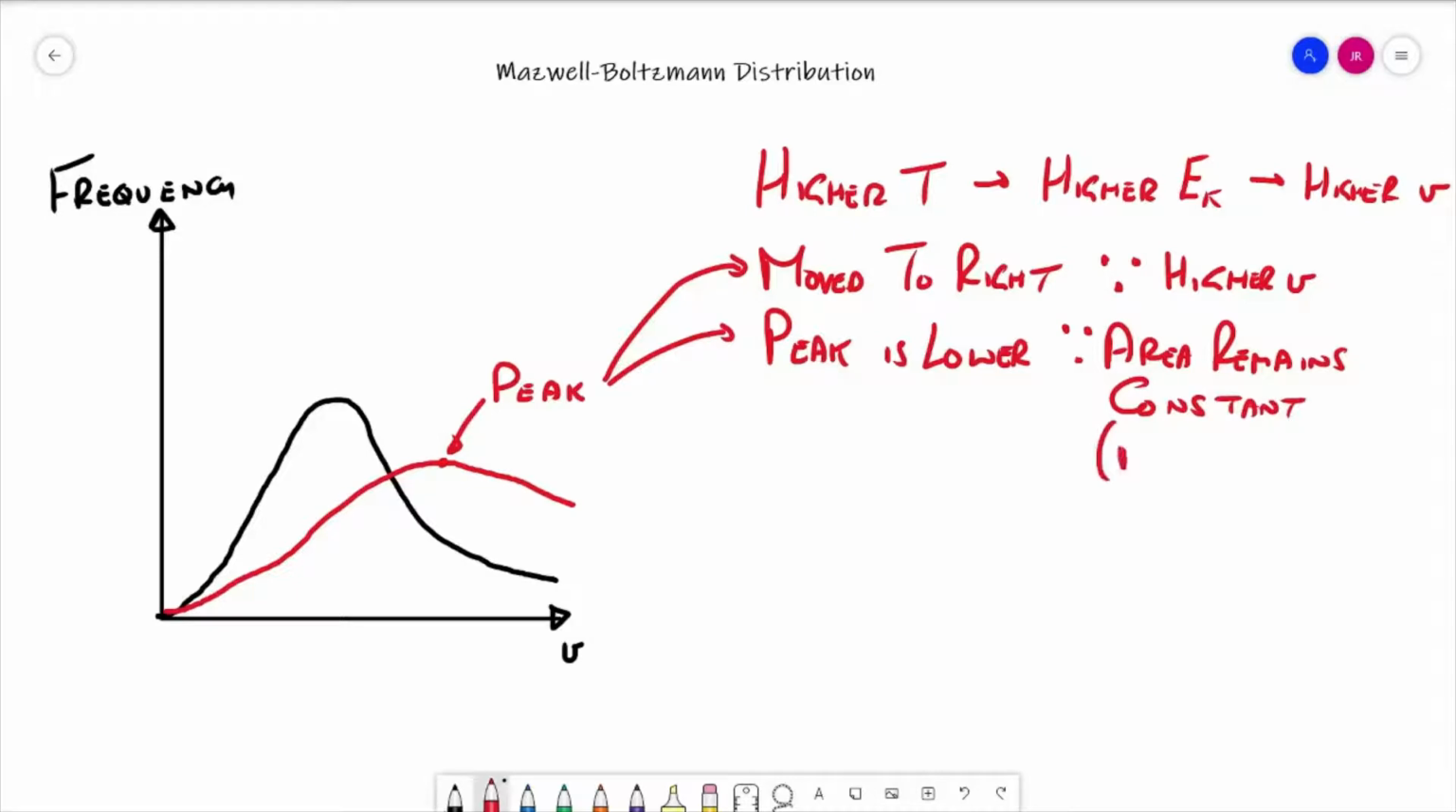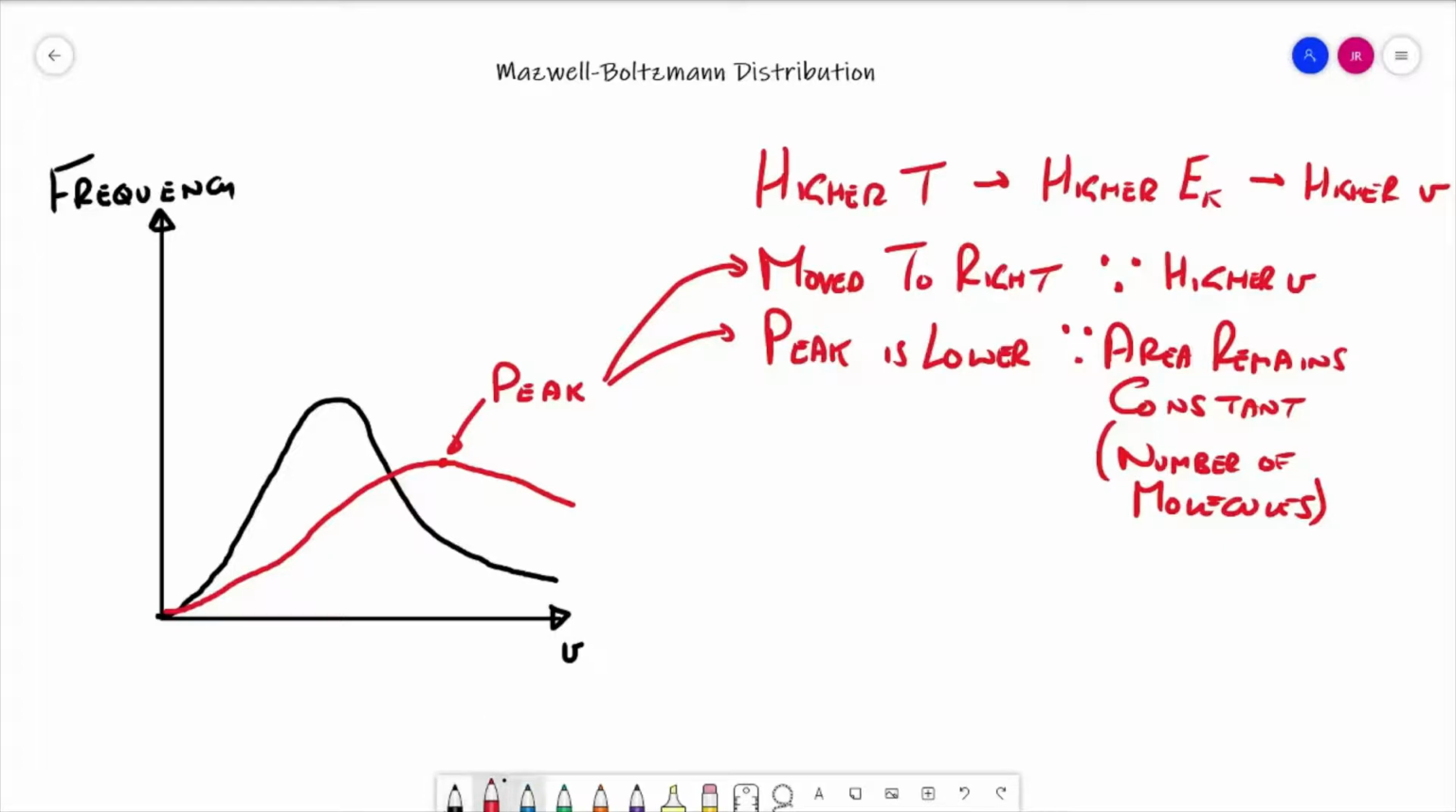because the number of molecules also has to remain constant, because that's what that area, bearing in mind that we're talking about a frequency curve here, that's exactly what that area represents.